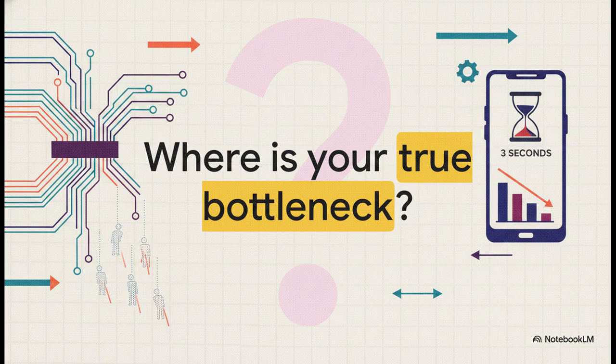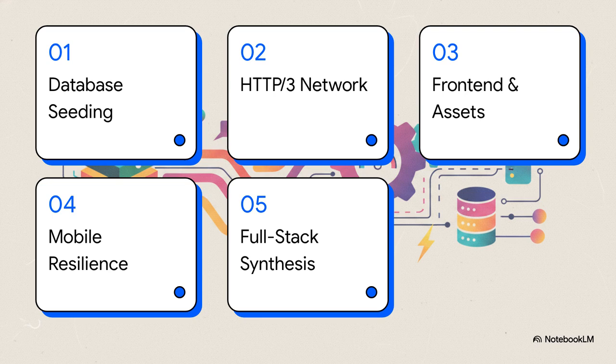Just consider this pretty stark reality from our sources. 53% of users will literally abandon a mobile app if it takes longer than 3 seconds to load. 3 seconds! If your architecture isn't optimized from the absolute ground up, you aren't just losing milliseconds, you're actively failing your core business metric.